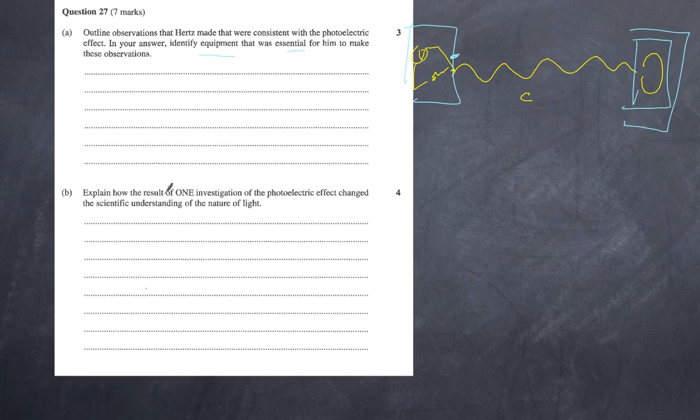Part B, it says explain how the result of one investigation of the photoelectric effect changed the scientific understanding of the nature of light. So one investigation. Did you do an investigation in class, or did you do some sort of animation, or is it an investigation in terms of an actual historical investigation? I think it's more of the former, an investigation that you've done in class.